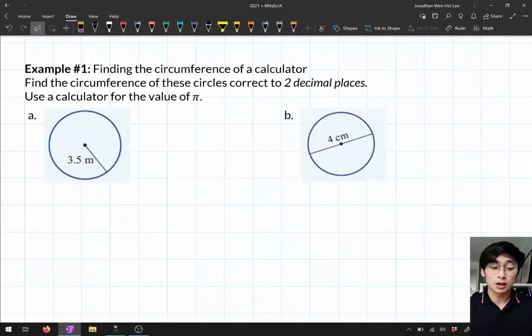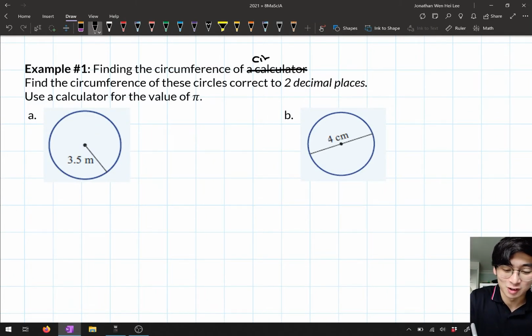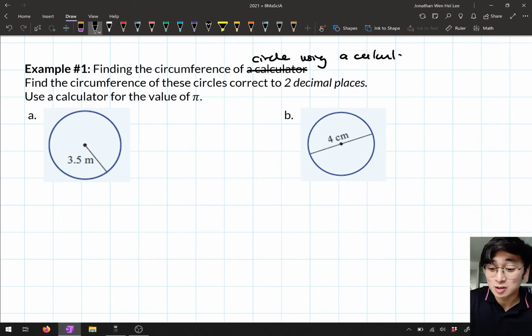Example 1, finding the circumference of a circle using a calculator. So I'm going to show you how to actually use your calculator to calculate the circumference using that pi button. Find the circumference of these circles correct to 2 decimal places. We want the answer correct to 2 decimal places. Use a calculator for the value of pi.